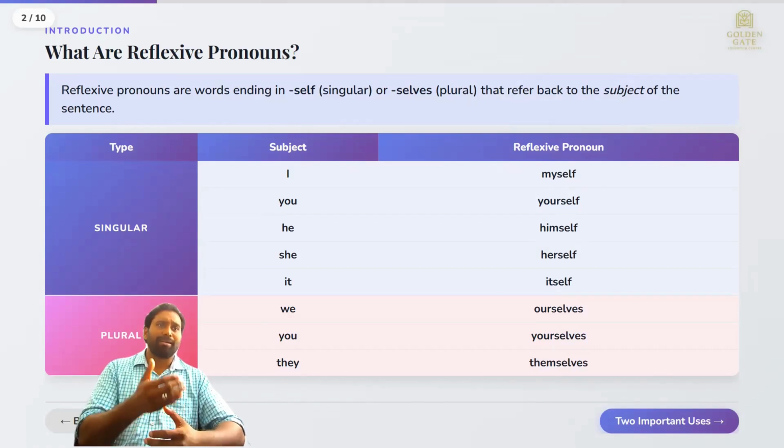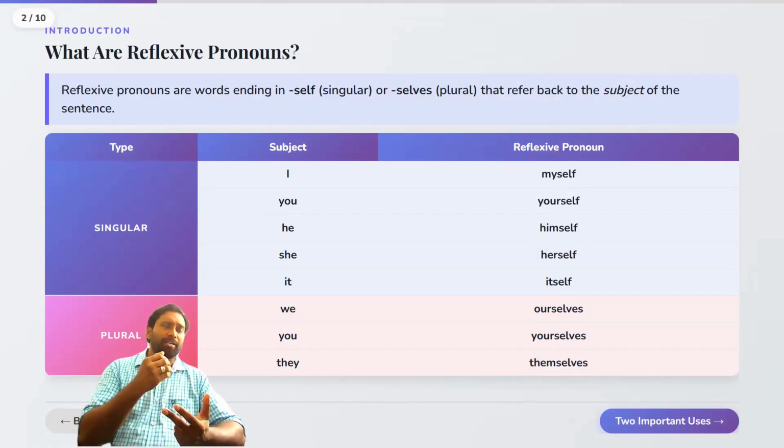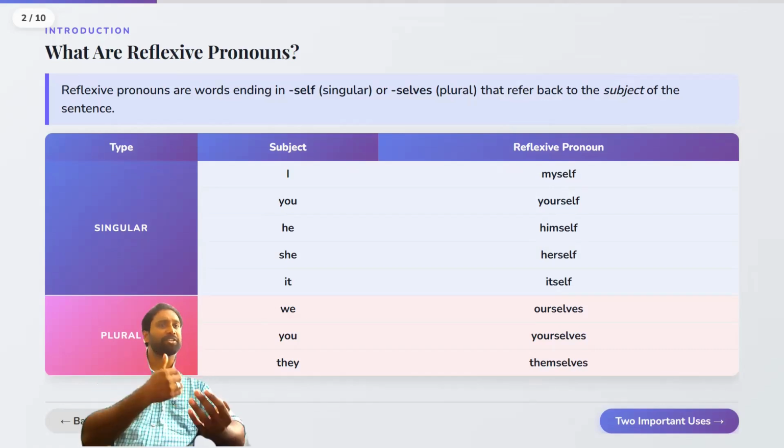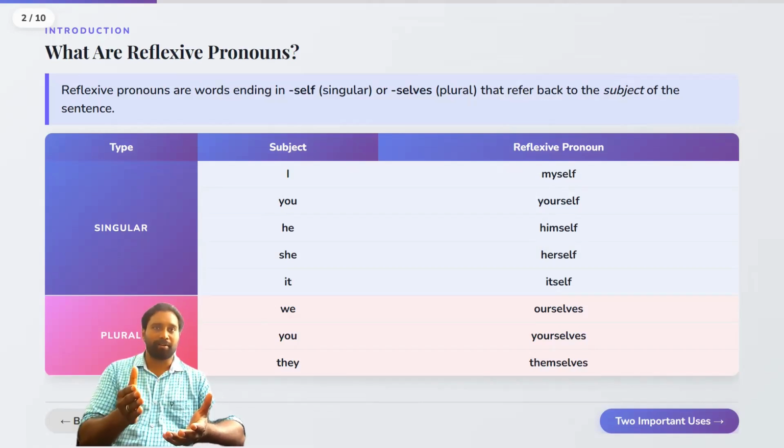You can see these words end in self when they are singular. Look at the singular subjects: I, you, he, she, and it. If it is I, it's myself; you, yourself; he, himself; she, herself; it, itself. When they are plural, they end with selves. We, ourselves; you, yourselves; they, themselves. Clear? Okay. Let's see what are the two uses.